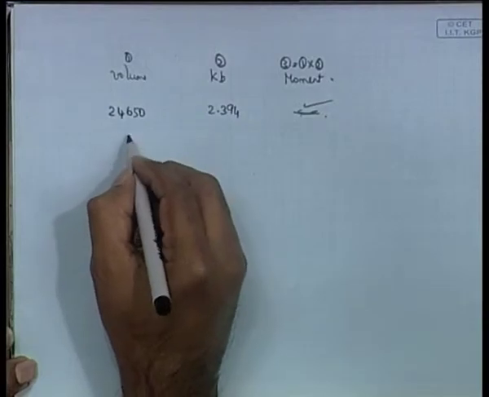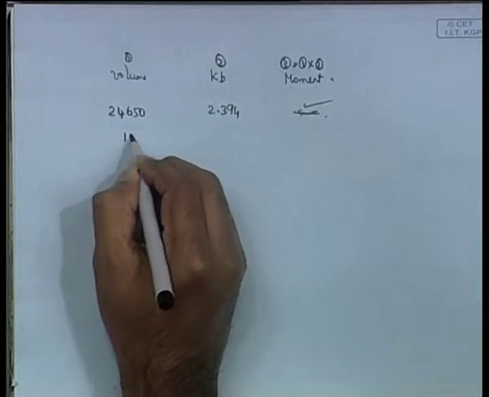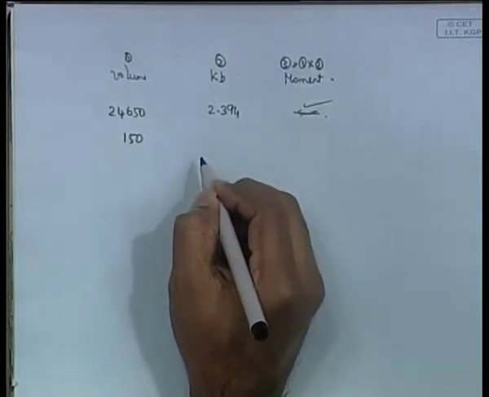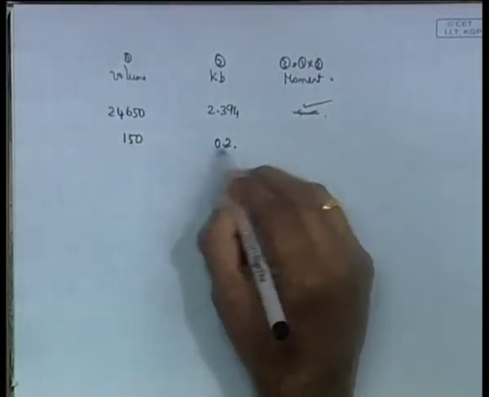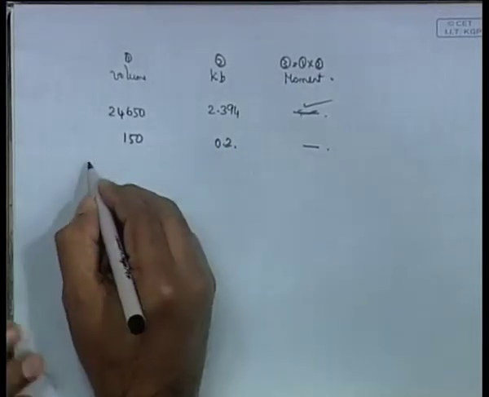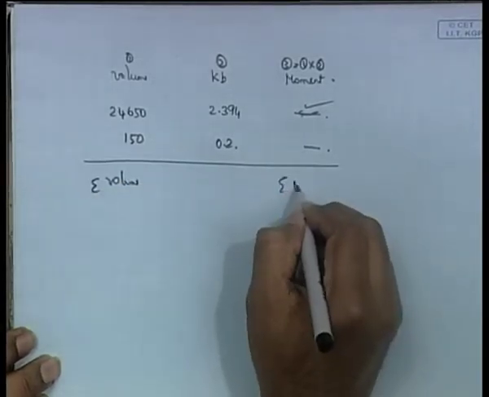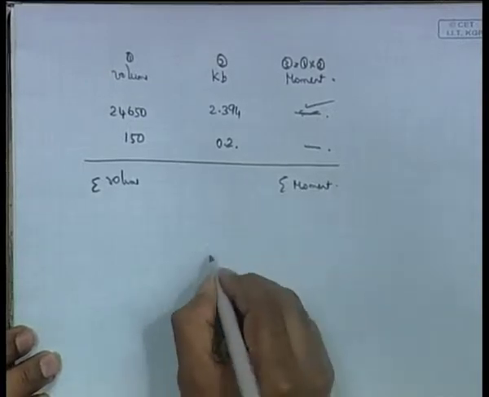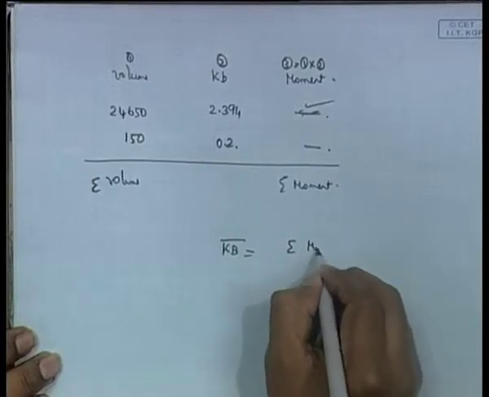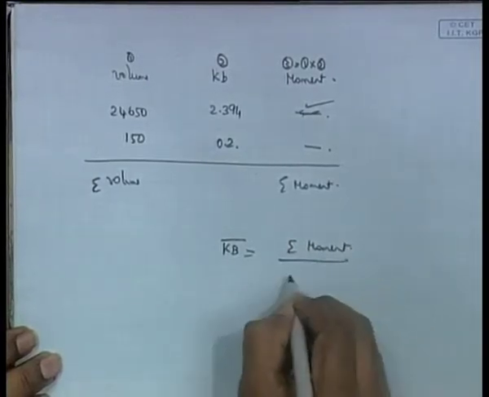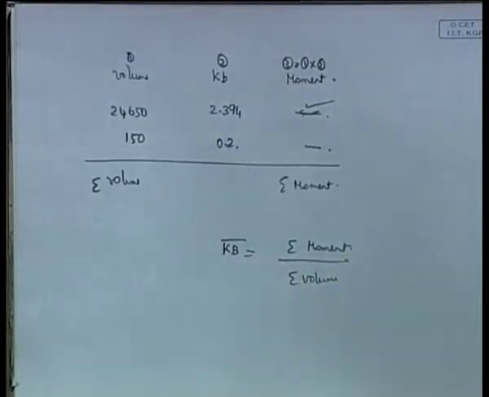Then here you are told, given that this volume that is below is about 150 meter cube, and that volume has a KB equal to 0.2 meter. So you find the product of this again, it comes here. Sum up, you get sigma volume, you get sigma moment. Then the total KB of the whole system is given by sigma moment divided by sigma volume again. So this gives you the KB.